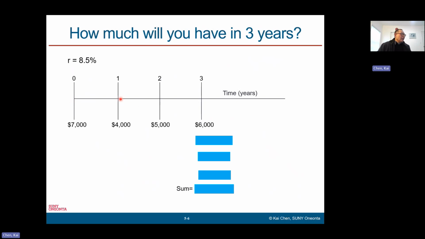And then at the end of year 1, you earn and save $4,000. Then at the end of year 2, you save $5,000. And then at the end of year 3, you deposit $6,000. Now we want to find out how many dollars you will have at the end of year 3 after you deposit $6,000. So that is a future value issue.